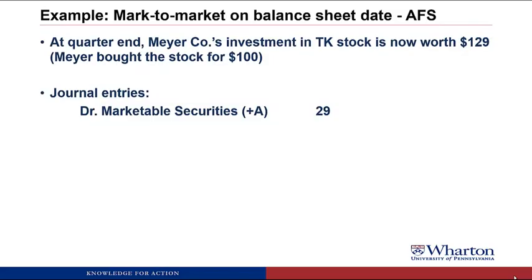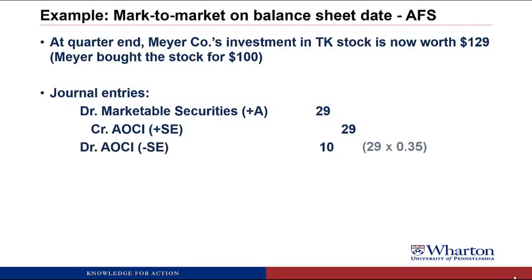So the journal entries are, again, debit marketable securities to increase the marketable securities to market value from 100 up to 129. But since it's available for sale treatment, we don't put this on the income statement. Instead, we credit accumulated other comprehensive income, or AOCI. So this is what we saw before in the earlier videos. But now we want to try to tackle the tax effect. And what we're going to do is debit AOCI to reduce AOCI by 10. The 10 is the 29 times 35%. So it's the implicit tax effect on this unrealized gain.